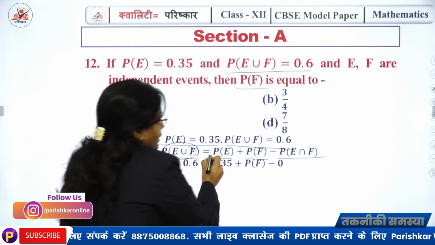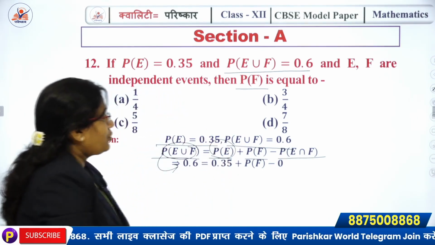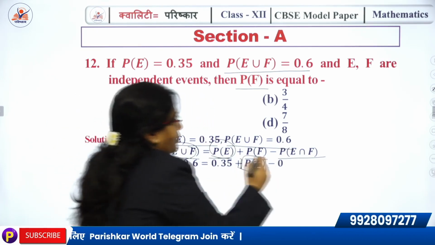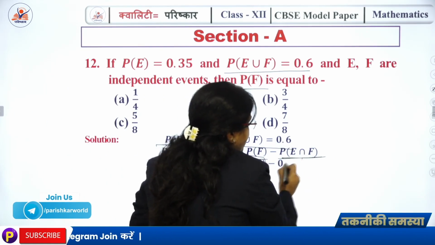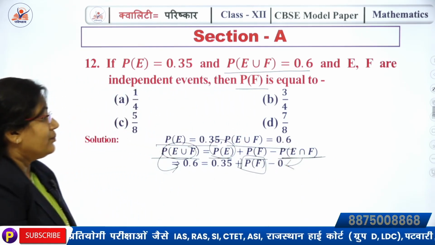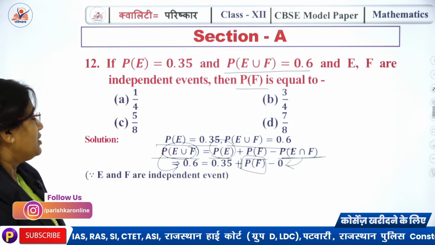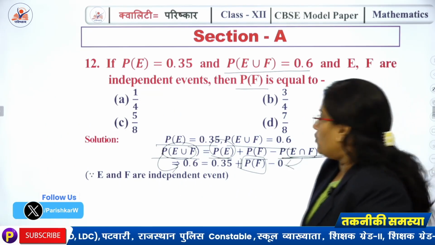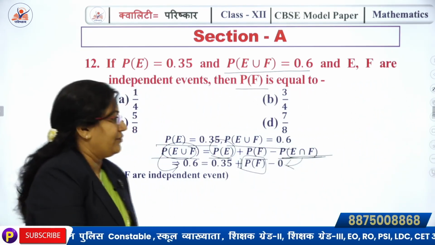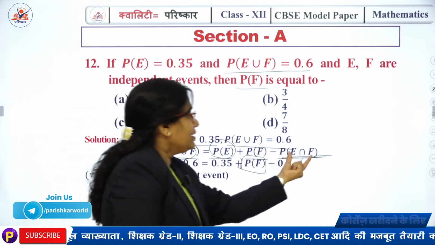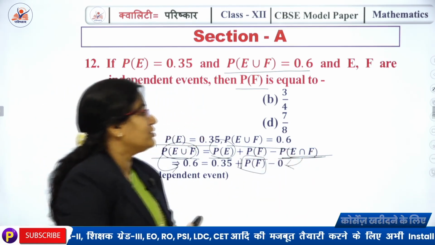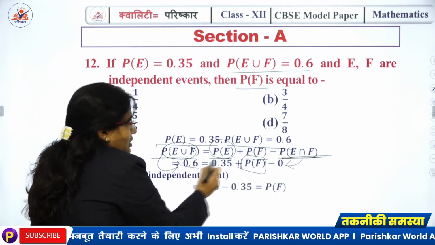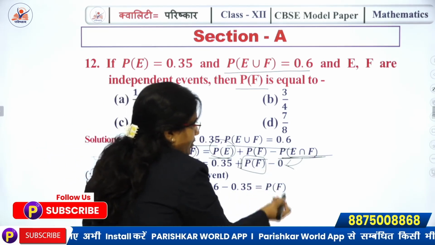Again we'll put the value of probability of E, that means 0.35. Probability of F we have to find out, and probability of E intersection F will be 0. Why 0? Because E and F are independent events, and whenever the events are independent, the first event does not depend on the second event. So nothing is common in both the events, that means the value of intersection of both the events will be 0. So after calculating this, 0.6 minus 0.35 is equal to probability of F.